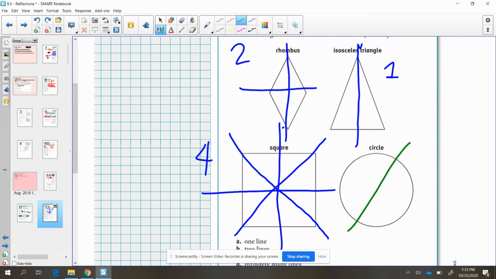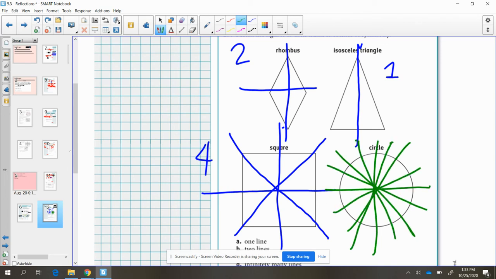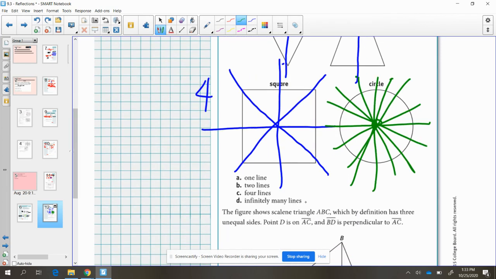And then we have the special circle situation, where as long as the line is passing through the center of the circle, I could keep drawing lines all day if I wanted to. There are an infinite amount of lines of symmetry possible with our circle, given that circular shape. It's kind of special.